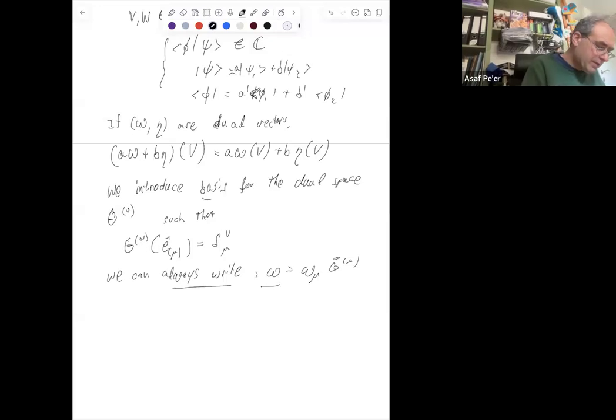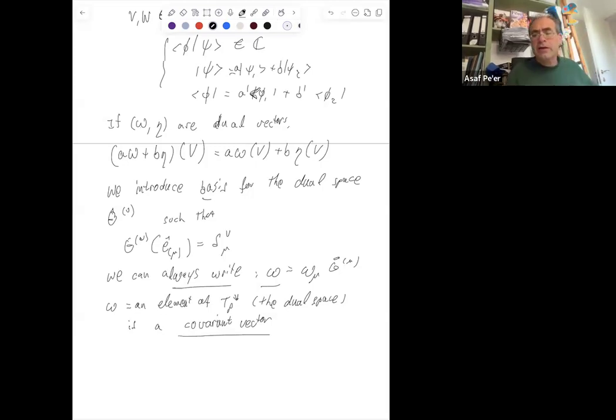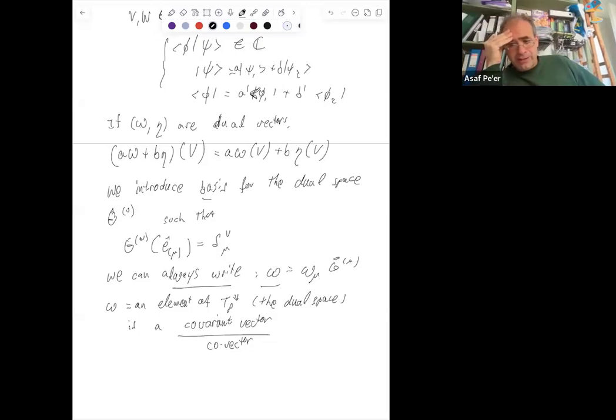Now omega, which is an element of T_P star, the dual space, is a covariant vector. Another name for it is simply a covector. So when I say covectors or covariant vectors, I mean the same objects that are not vectors, but are covectors.